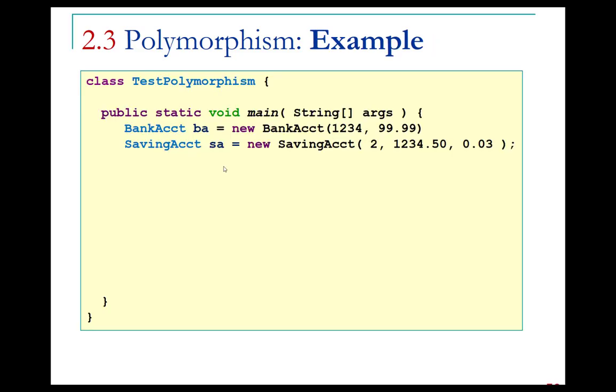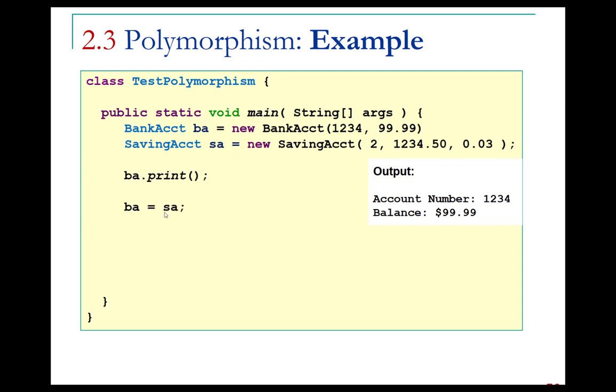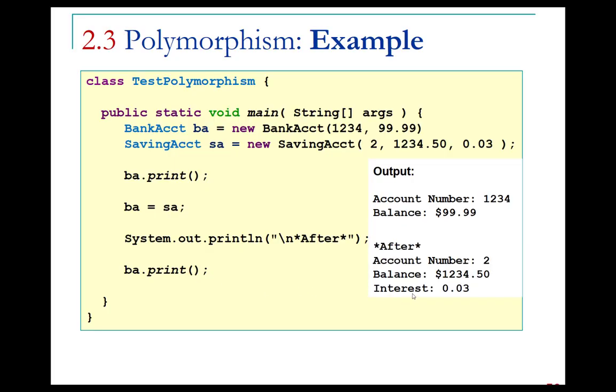Here is a simple illustration again. We have a bank account BA and a saving account SA. When we first print BA, because BA is a bank account, this print is the method in the bank account, which prints only the account number and the balance. Now we set BA to be the saving account. BA as a reference is now pointing to a saving account. Then if we print BA, even though it's a bank account reference, it is actually now pointing to a saving account due to these statements. The printing of this is searching from the saving account. Thus, this printing also prints the interest rate.